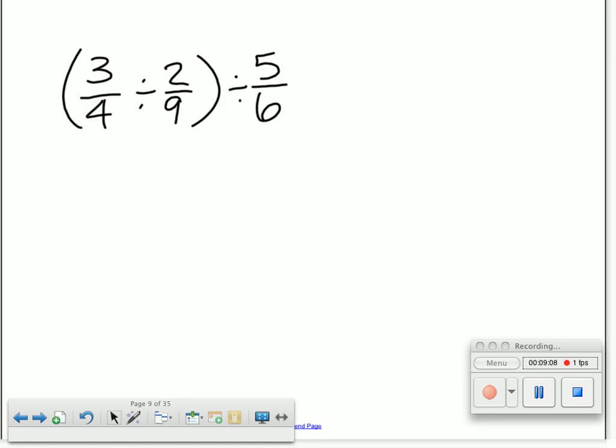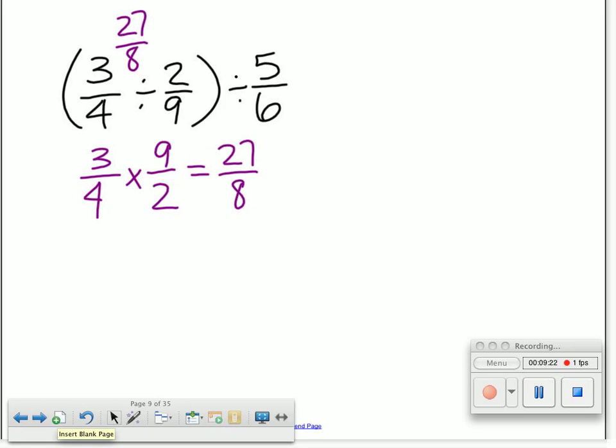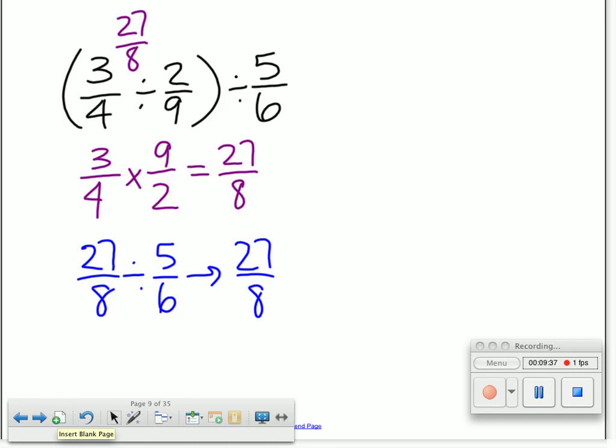Okay, so my bracket part becomes 3 over 4 times 9 over 2. I actually do not have any common factors, so I have 27 over 8 as my answer to here. So I've got my answer here, so now I'm going to divide that answer by 5 over 6. I'm going to switch to a different color again. So 27 over 8 divided by 5 over 6 becomes 27 over 8 times 6 over 5.